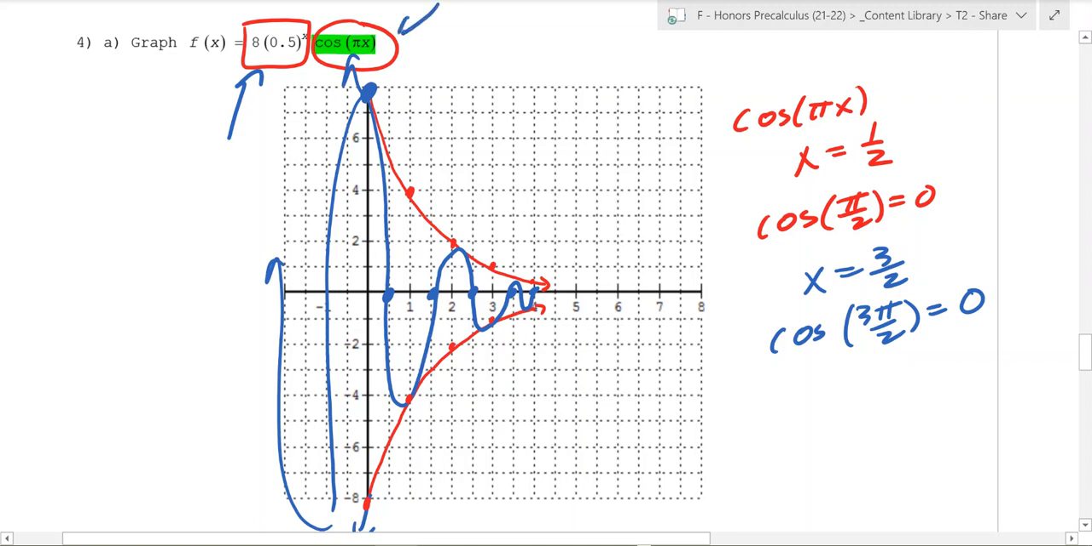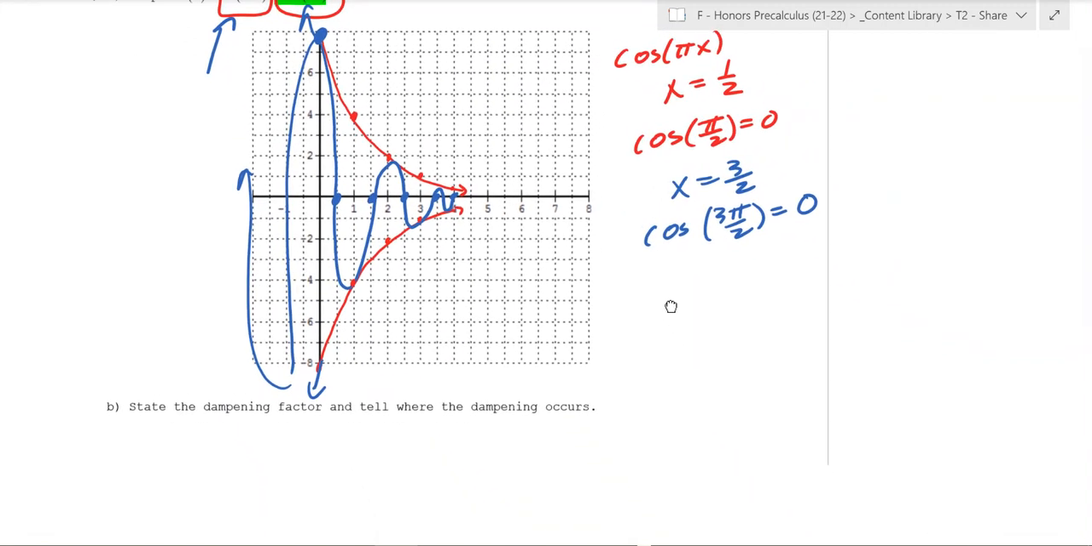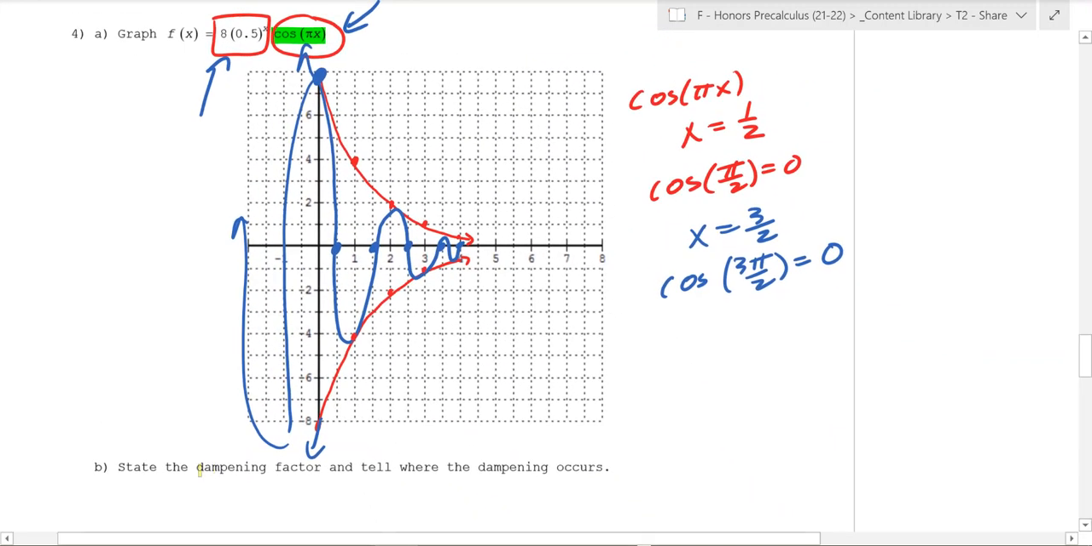So you can take a cosine function that you know and then stretch it in really fun ways. The technical term that you're going to see is dampening factor. The dampening factor is this right here, 8 times 1/2 to the x. That's the dampening factor. And when does the dampening occur? When does it get smaller? As x goes to infinity.